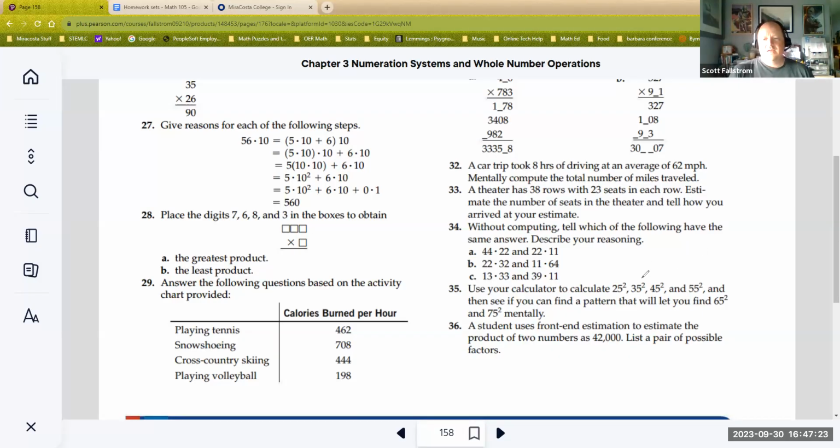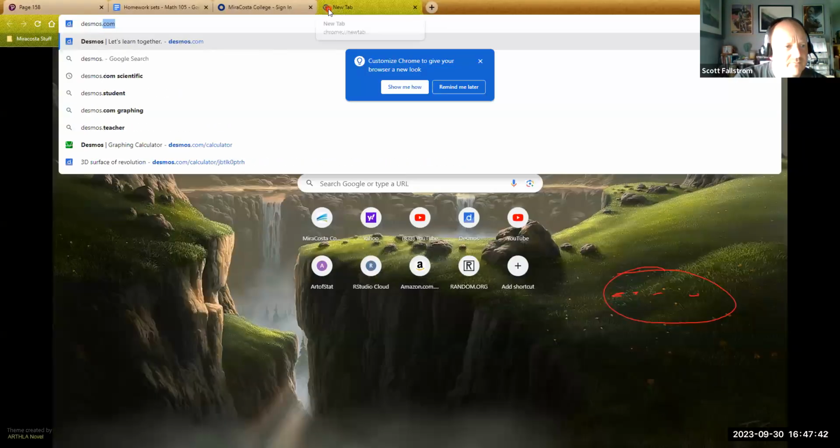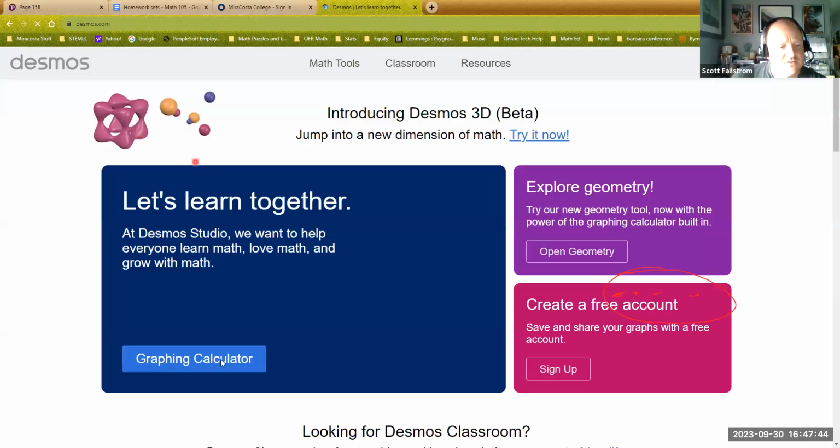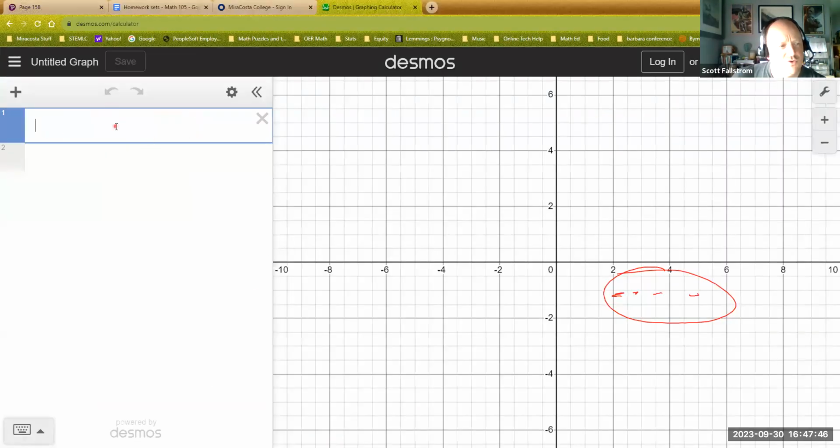Okay. And then this is a really fun problem. I personally love this problem. This is one of the great ones because there are so many cool patterns in math. And so they ask you to use your calculator, in this case, 25, 35, 45, 55. Why don't I pop into Desmos real quick and just see what it looks like. Desmos, let's learn together.